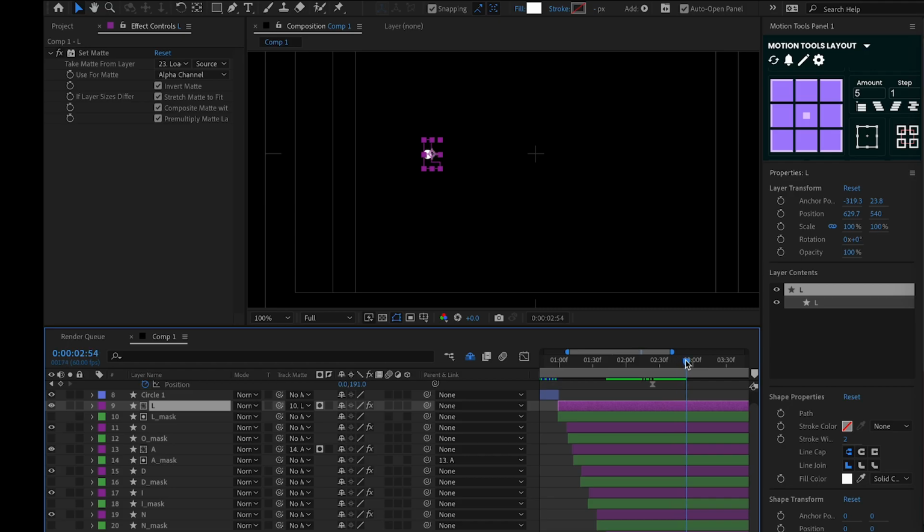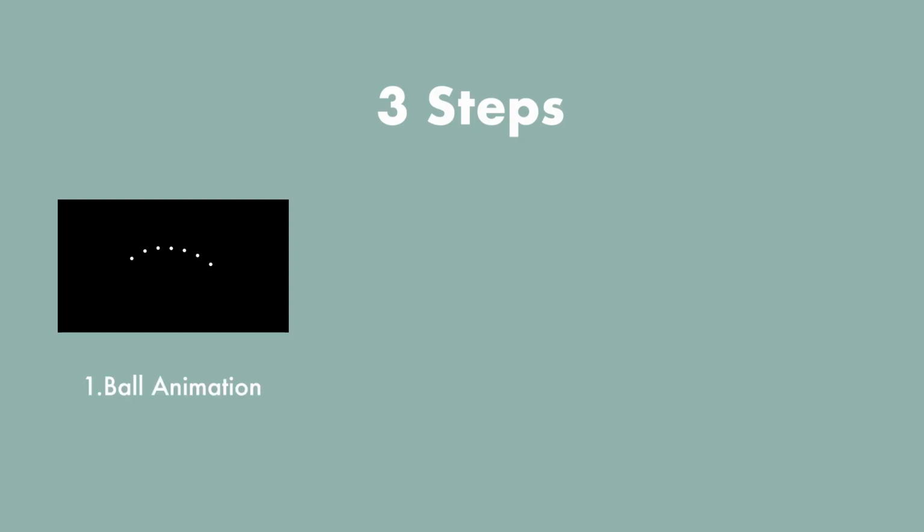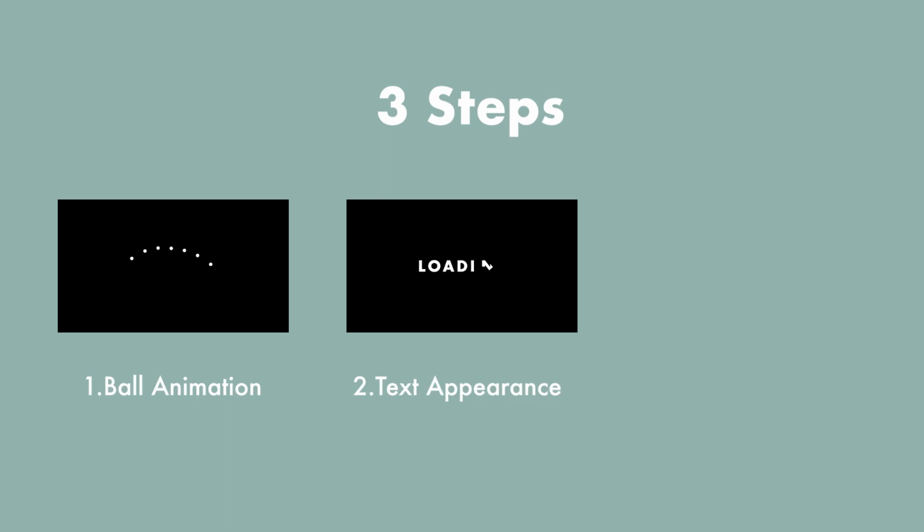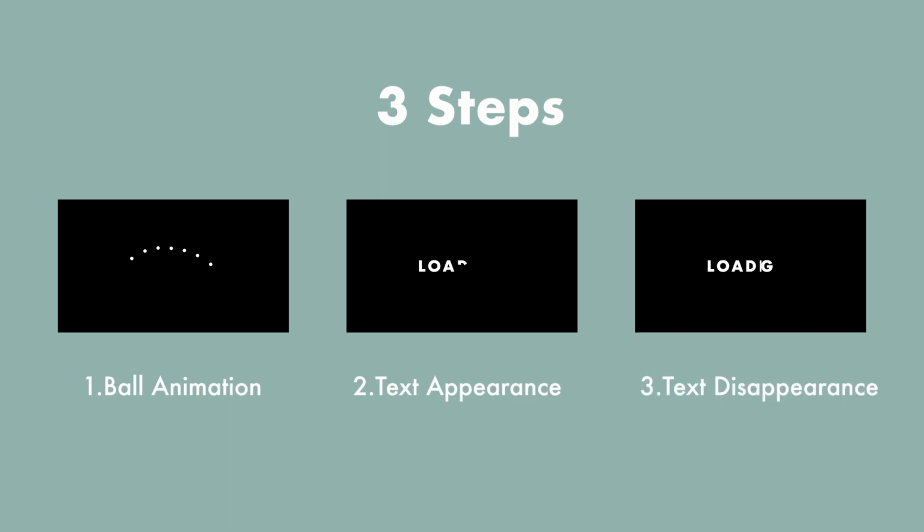So there are 3 steps to make this animation: ball animation, text appearance, and text disappearance.